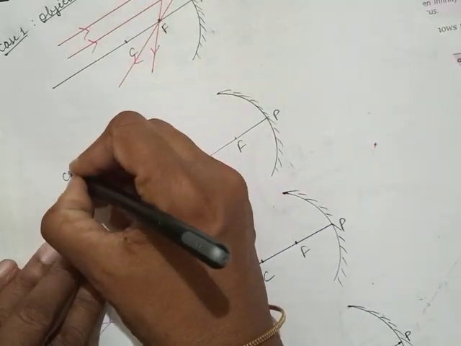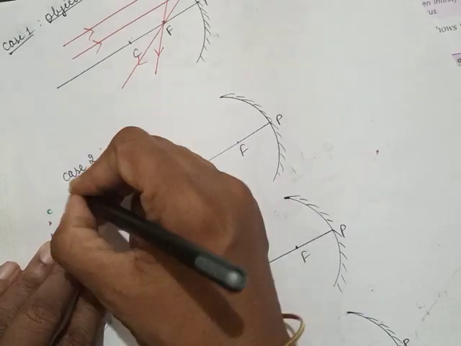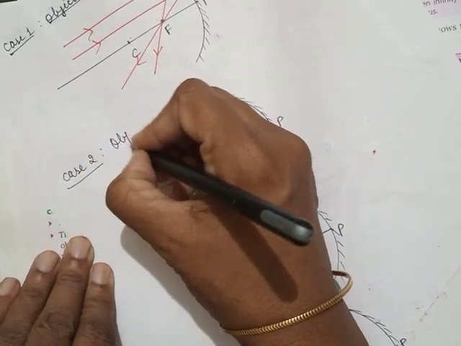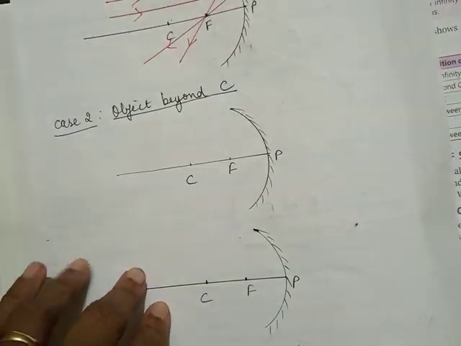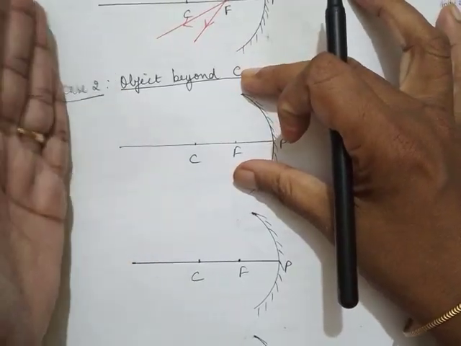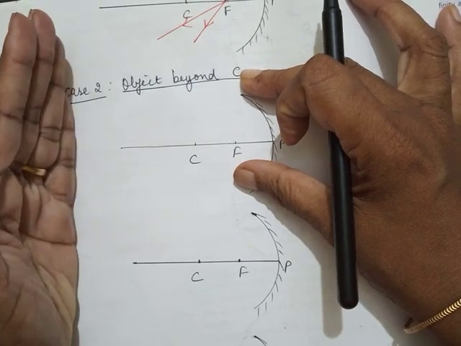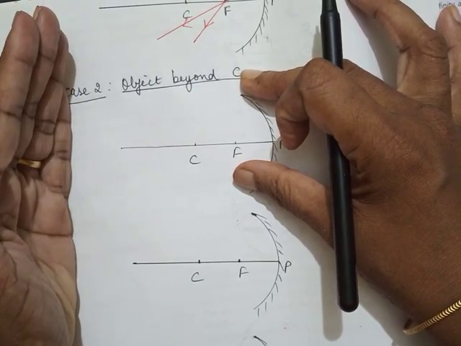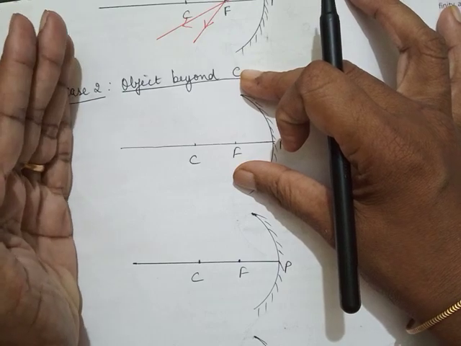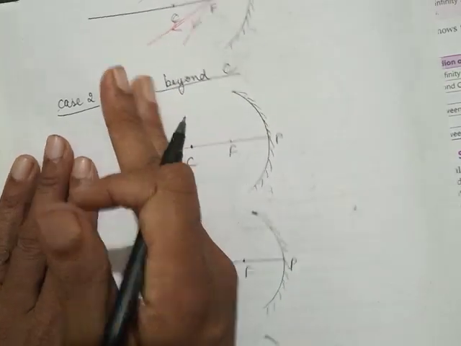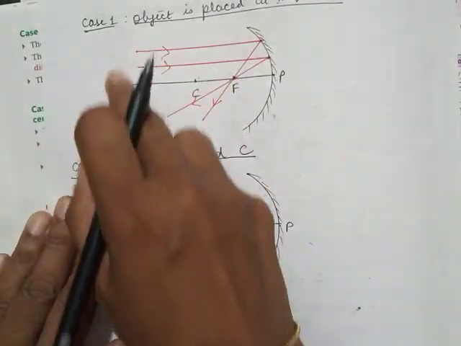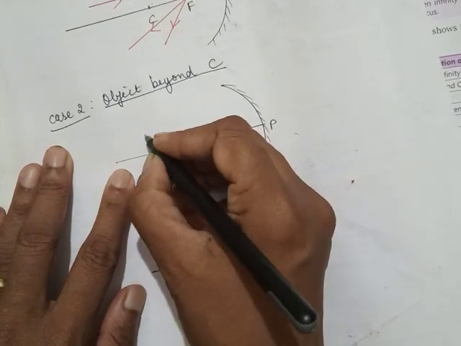Now come to case 2. Case 2, object beyond C. The object is placed beyond the center of curvature. Imagine there is a mirror here and you have kept an object. The object can be a candle, a glowing candle or anything like that, but you don't have to draw a candle. Beyond C means somewhere this side. This was infinity, so that's why you didn't draw any object. Now beyond C, you take an object.